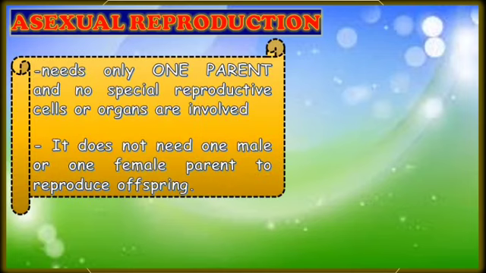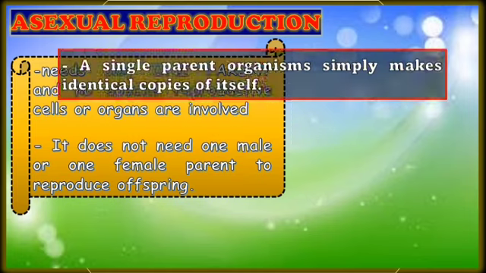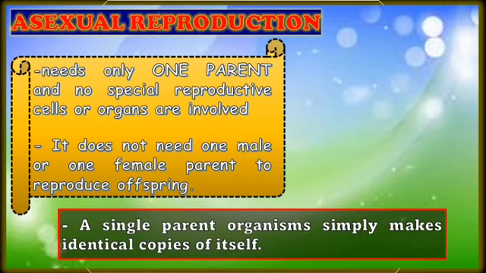So if sexual reproduction needs one male and one female to reproduce, in asexual reproduction, it only needs one parent and no special reproductive cells or organs are involved. It does not need one male or one female parent to reproduce offspring. So, hindi niya kinakailangan ng isang lalaki o isang babae. Kahit mag-isa ka lang, mapaparami mo yung iyong lahi. A single parent organism simply makes identical copies of itself.